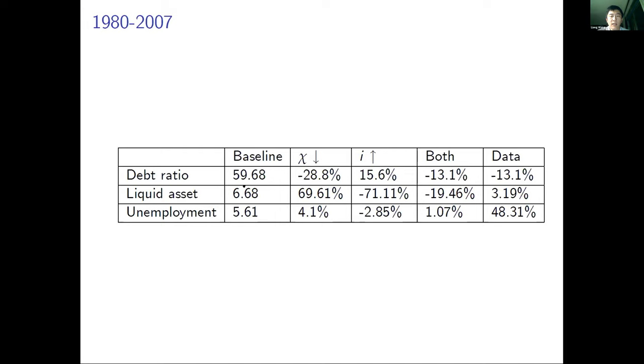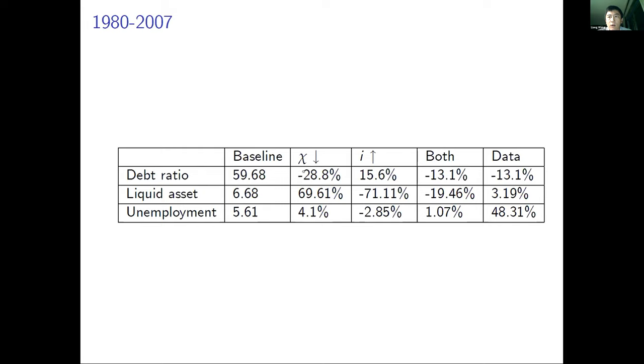Okay. Thank you. So this is the baseline value of the current calibration. And we need two changes to bring the debt ratio to the target rate of 1980 to 1984, okay? One is we need to decrease chi, and the second is we're going to raise the interest rate to the 1980 to 1984 level. So the second column here, when I say chi is decreasing, this means how much the debt ratio, liquid asset, or employment is changing from the baseline value due to the change in chi only.